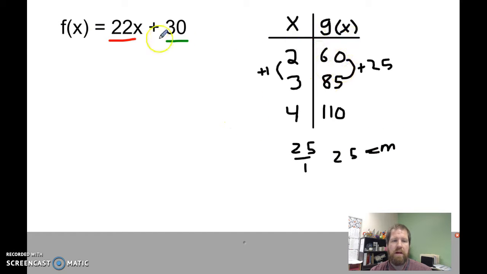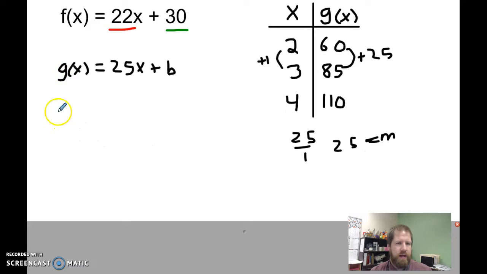And if I was going to make an equation, because oftentimes that's what helps us, if we get these both in equation form, or both in a form where we have our slope and our y-intercept, I would have g of x is equal to 25x plus b, plus something I don't know. That's a g. And we're going to use that to figure out what that b is, what that y-intercept is. So we're going to take one of our points, and I think I'm going to use this one, 2 and 60, and I'm going to plug those in.